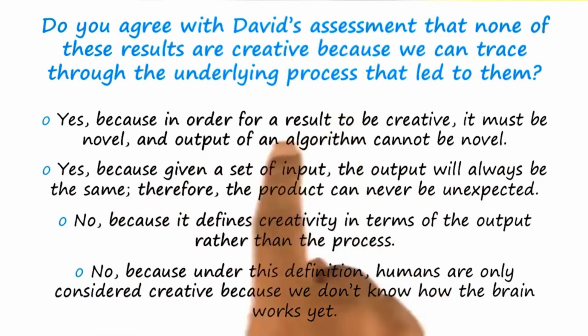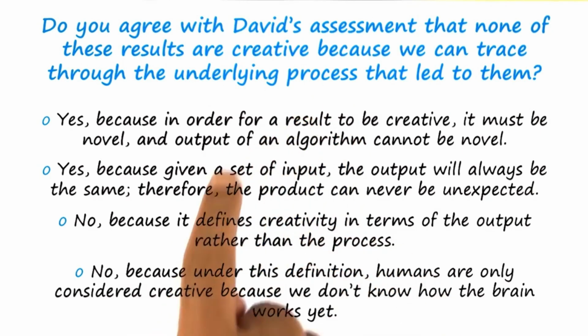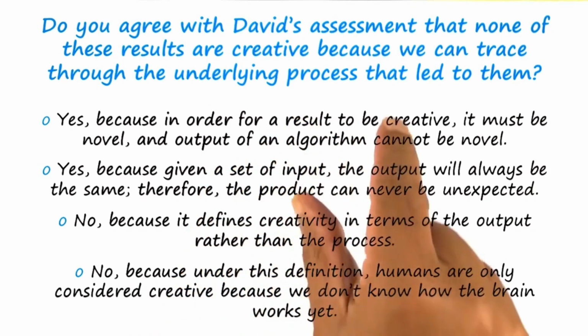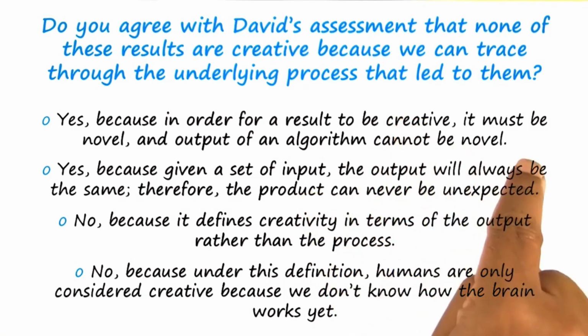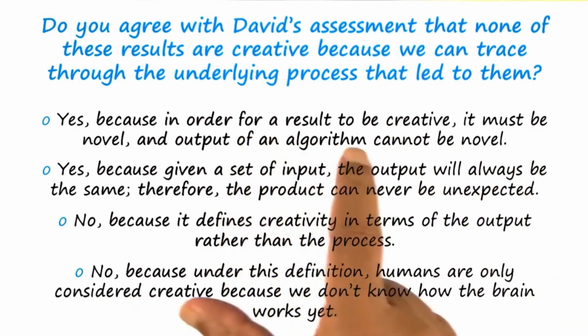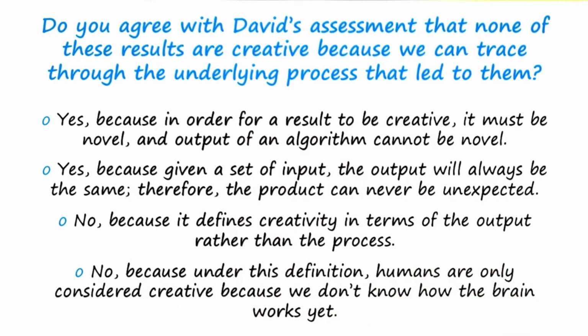Well, there are a few problems with this particular answer. While an output of an algorithm for a small, closed-world problem cannot be novel, the output of combinations of algorithms for open-ended problems can, and indeed sometimes is, novel. There are algorithms, for example, that do design or scientific discovery whose results are novel. Let's look at the second answer.